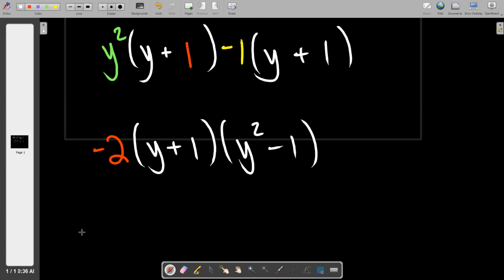Does that feel okay? Ready to hit full send on this one? You shouldn't be nodding your head because this problem will be wrong if I hit full send. What have we done wrong? There's a difference of squares.